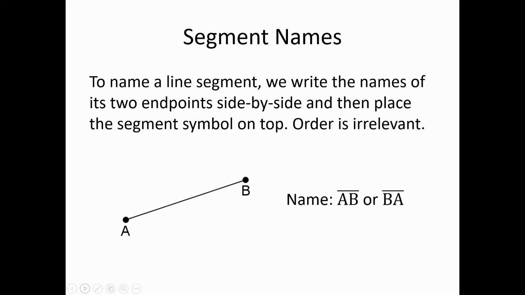We can call that line segment AB or line segment BA, and we can do that symbolically with the little line segment symbol on top of either AB or BA. And notice that we don't have arrows on the ends of those to indicate that that is indeed a line segment.